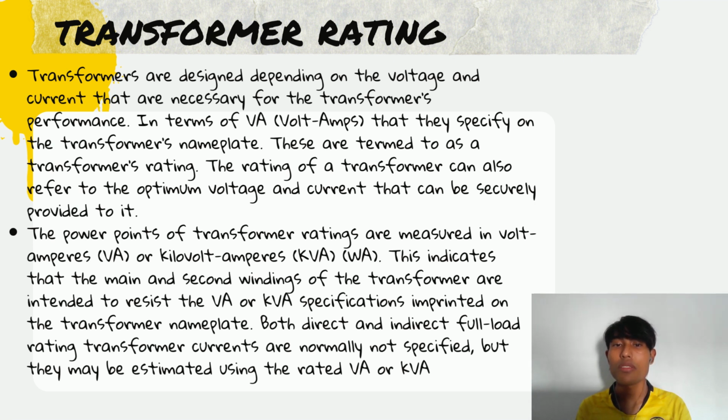The power points of transformer rating are measured in volt amperes, VA, or kilovolt amperes, kVA. This indicates that the main and second windings of the transformer are intended to resist the VA or kVA specifications imprinted on the transformer nameplate. Both direct and indirect full load rating transformer currents are normally not specified, but they may be estimated using the rated VA or kVA.